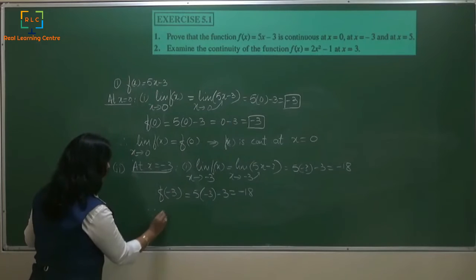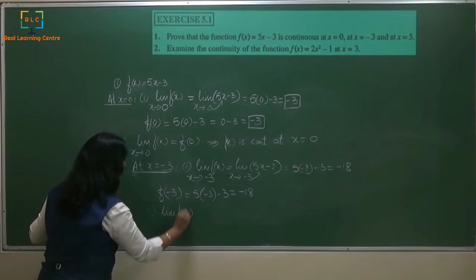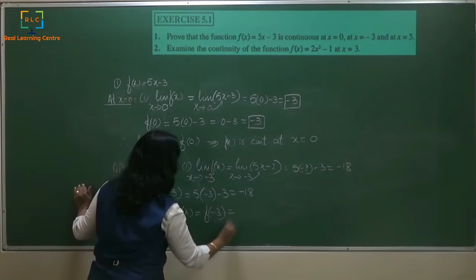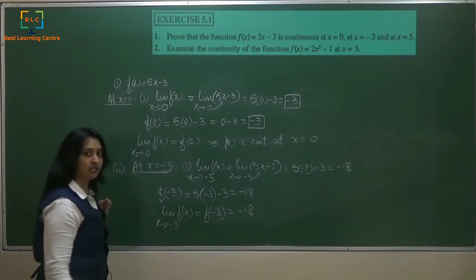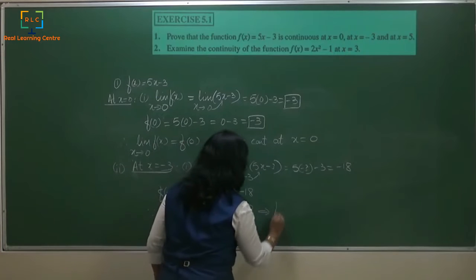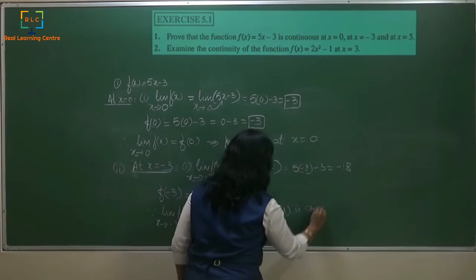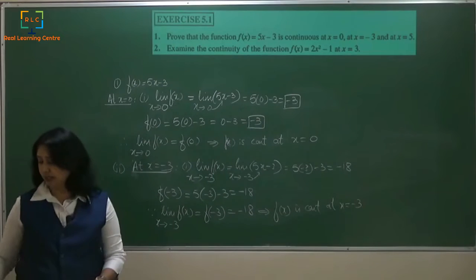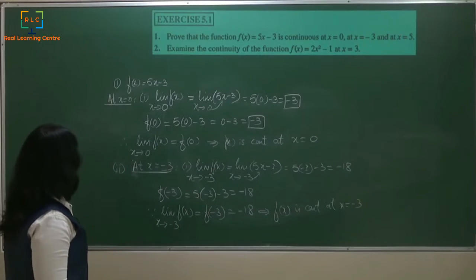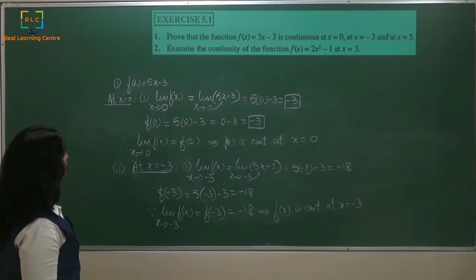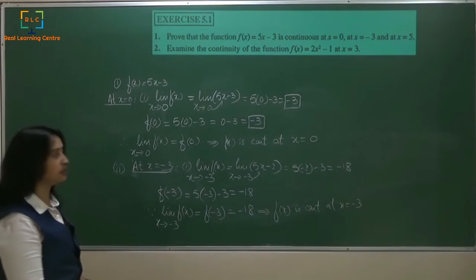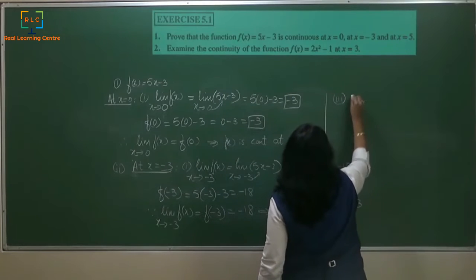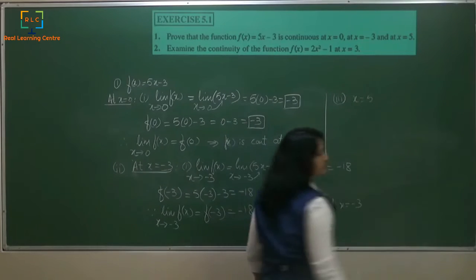So, again we will say, since limit of f of x as x is tending towards minus 3 is equal to f of minus 3 is equal to minus 18, both are equal, this implies the function is continuous at x equal to minus 3. Okay, now after this, we go to at x equal to 5, I will leave it for you children. So, you have the third part here, where you have x is equal to 5, you do it by yourself.